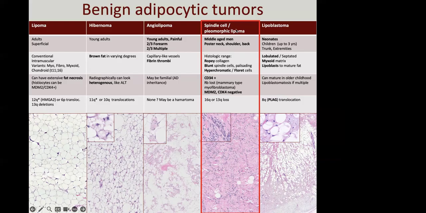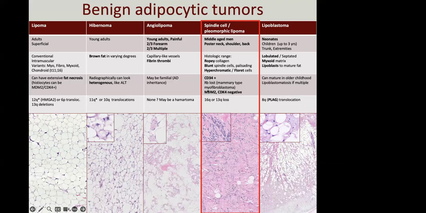Spindle cell or pleomorphic lipoma can be a challenging one. Classically, it's on the posterior neck or shoulder or back of older men. However, you can see pleomorphic lipomas anywhere. Spindle cell lipomas generally have ropey collagen and blunt, almost cigar-shaped spindle cells, often with palisading. Once you start to get hyperchromasia or floret cells, then you're in the spectrum of pleomorphic.